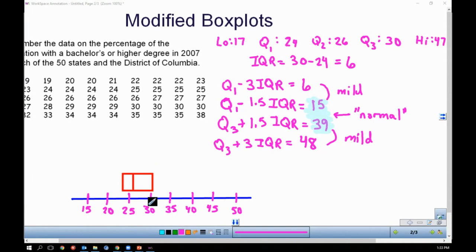Okay, so what we need to look at here is, since 15 is considered normal, does our data actually reach all the way to 15, or does it stop before 15? It stops at 17. So we'll draw our whisker all the way out to 17, but then stop. We won't go all the way to 15.